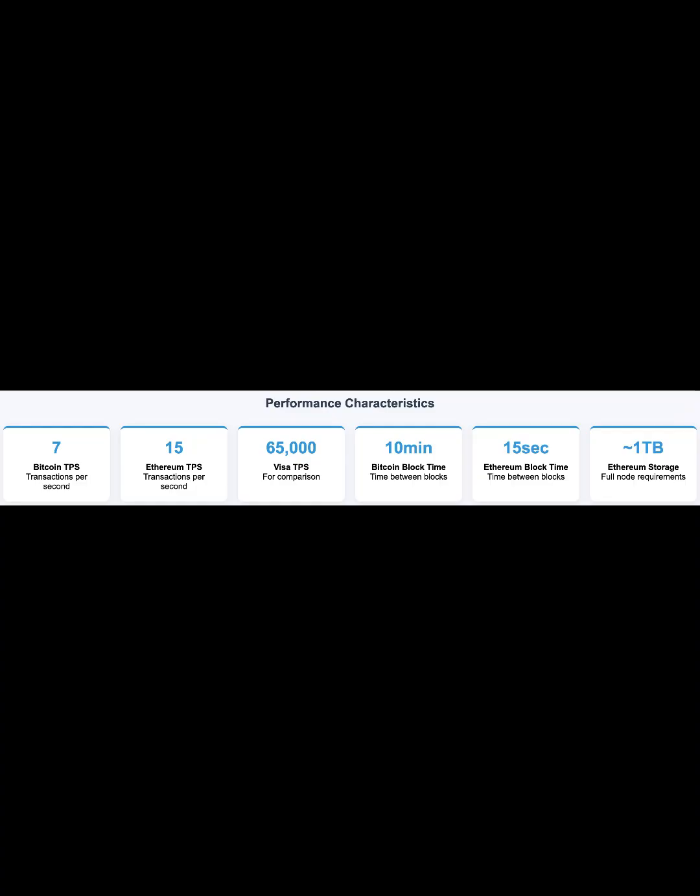Layer 1 solutions improve the base blockchain. Increasing block sizes to fit more transactions. Reducing block times for faster processing. Sharding, splitting the blockchain into parallel chains.